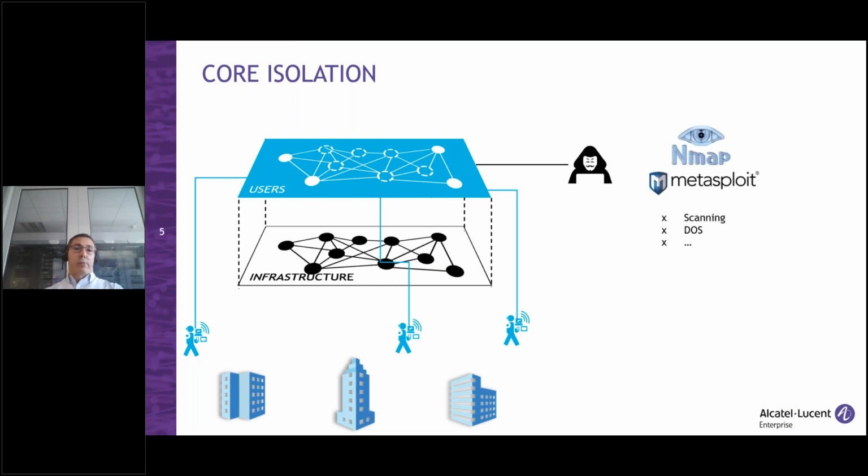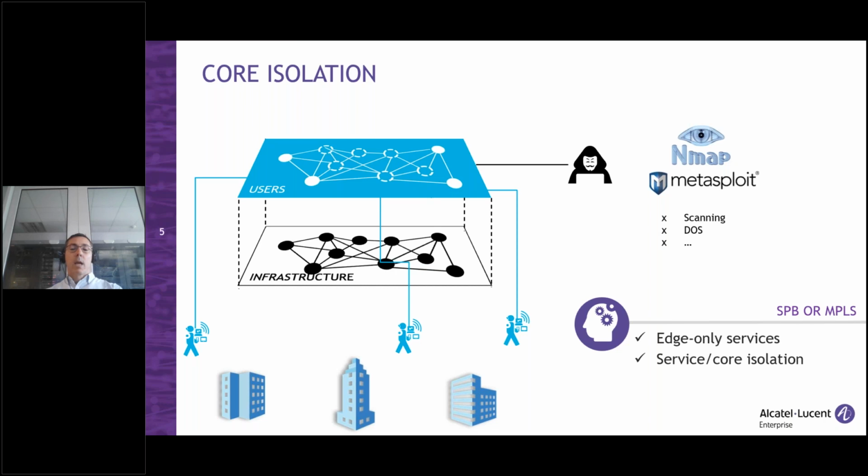So, for example, if a hacker attempted to discover or do a denial of service, etc., his traffic is still on the user plane and not on the infrastructure plane. In short, both SPB and MPLS create this core isolation. The core is isolated from any service configuration.